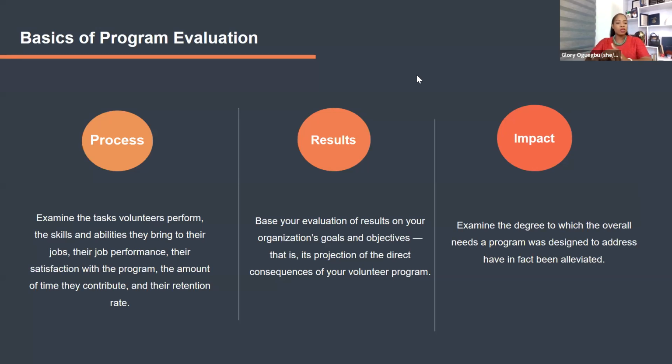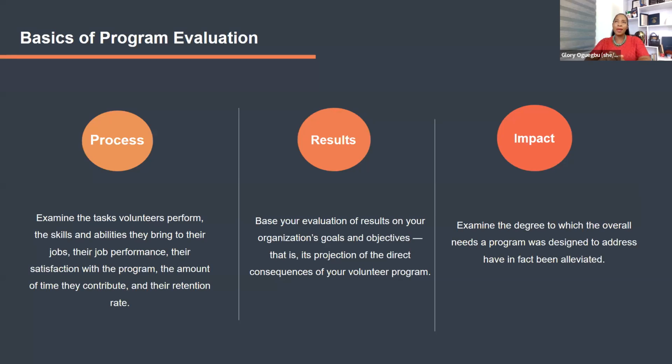And going on to the next point, we talk about impact. Impact is the reason why you're doing what you're doing. If you're not going to have an impact, you might as well sit back at home. You might as well not waste your time, right? You have to examine the degree to which the overall program that you did has addressed the problem that you planned for it to address, right? You have to check the impact.